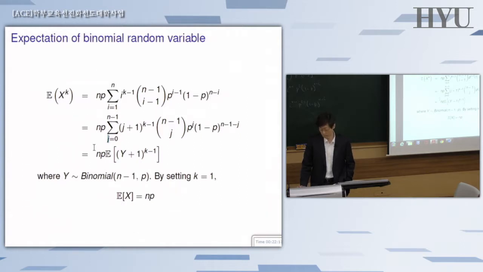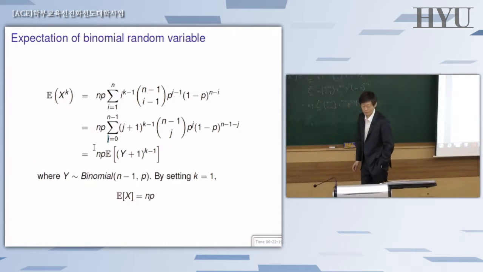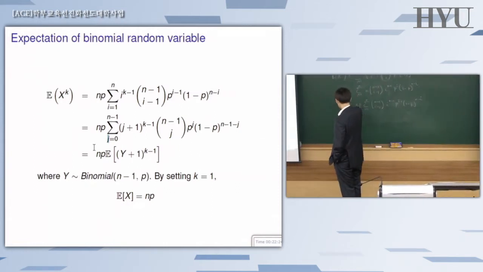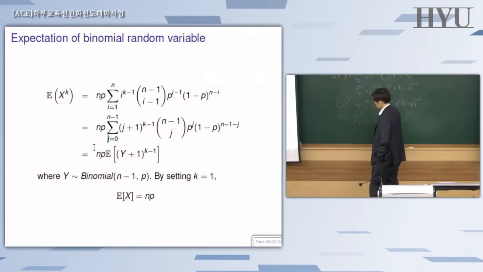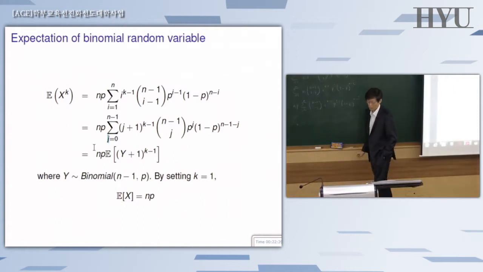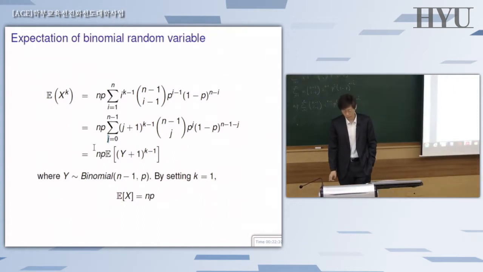Yeah, it's a different index. So a new index J is defined to be I minus 1. Then I is nothing but J plus 1. So replace I by J plus 1 everywhere.